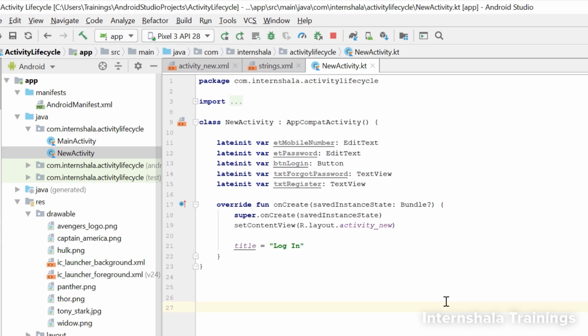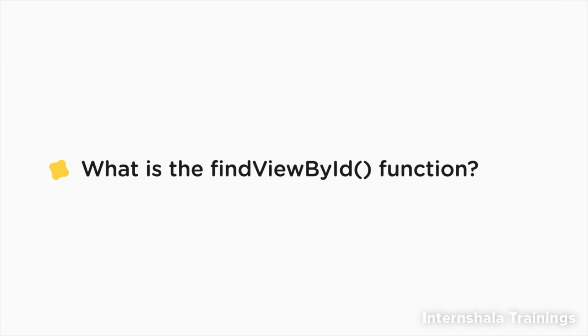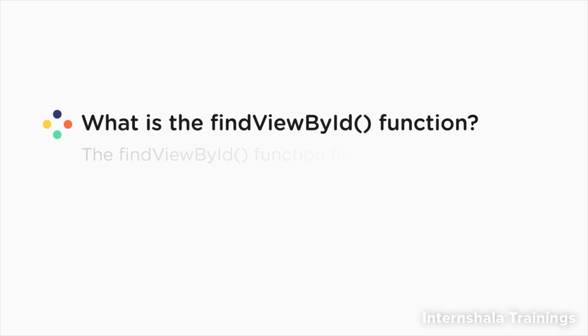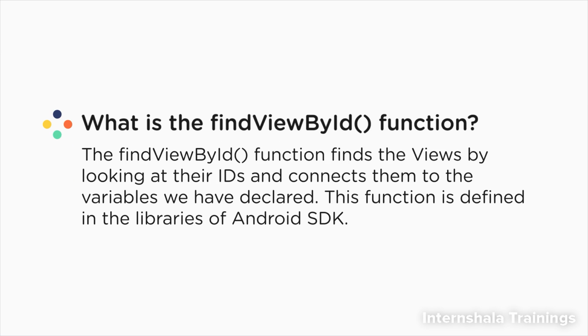Now, once the layout is created for the user by the onCreate method, we can go ahead and connect the variables to their respective views inside the onCreate method. We will do this by using the findViewById function. Okay, so what is this function? As the name suggests, the findViewById function finds the views by looking at their IDs and connects them to the variables we have declared. This function is defined in the libraries of Android SDK.